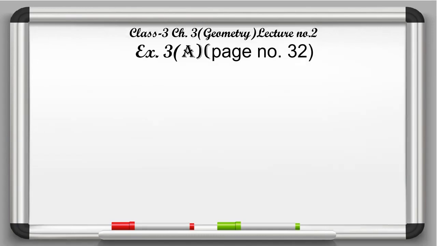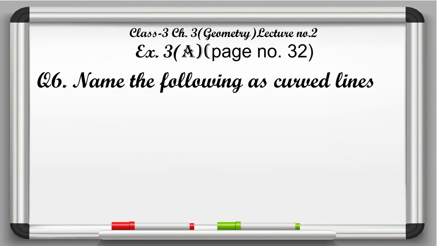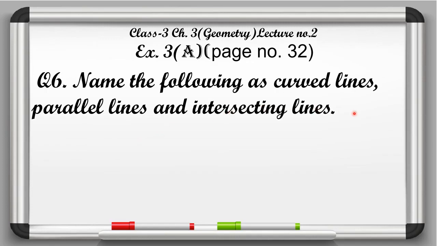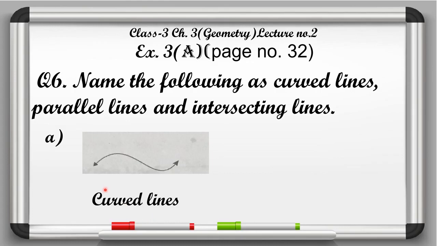Number 6, it is given, name the following as curved lines, parallel lines and intersecting lines. So here, first of all, we will see which figure is given to us, then we will name them. So here this figure is given. So which line is this, beta? This is a curved line. So here we will write curved lines. C-U-R-V-E-D, curved, L-I-N-E-S, lines, curved lines.